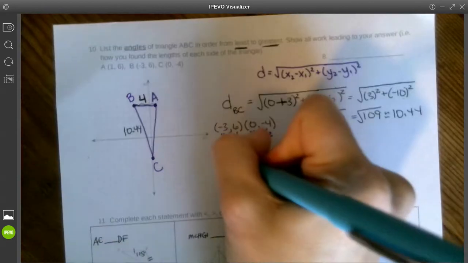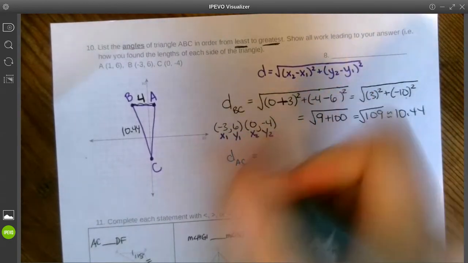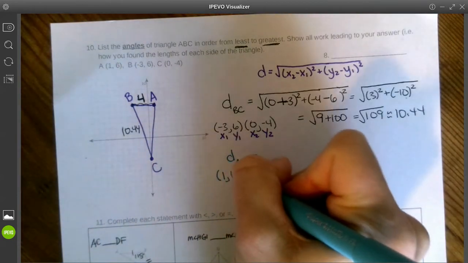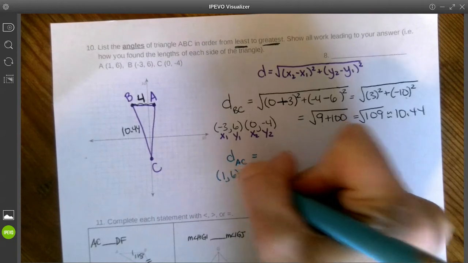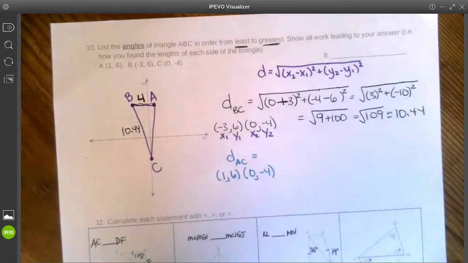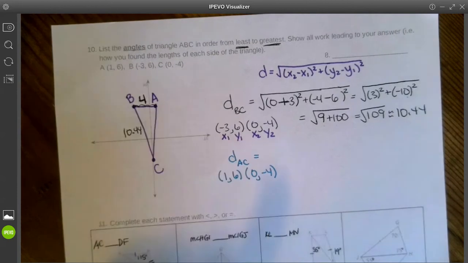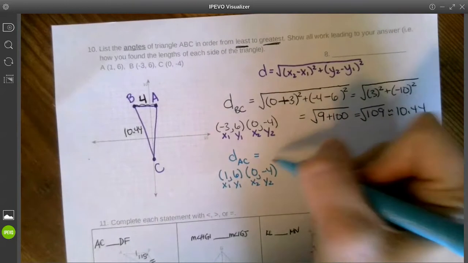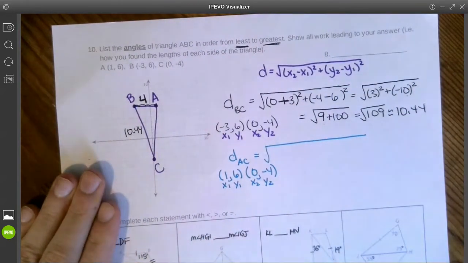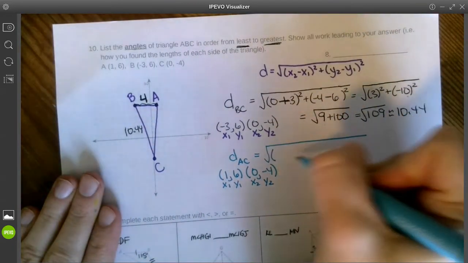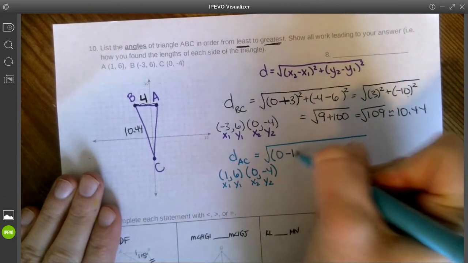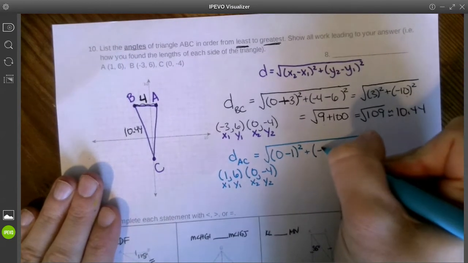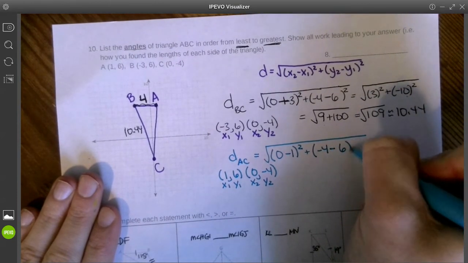So now I'm going to find the distance or the length of AC. I need to use point A and point C in my distance formula. Point A is (1, 6), and point C is at (0, -4). I'm going to label these x1, y1, x2, y2. Plug them in. x2 minus x1 squared plus y2 minus y1 squared.